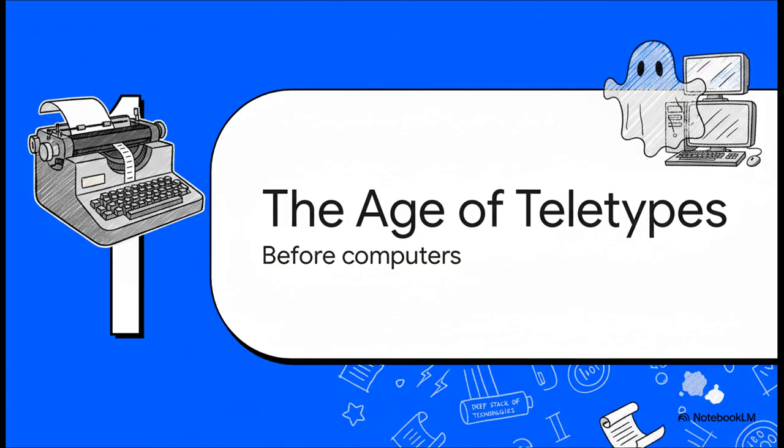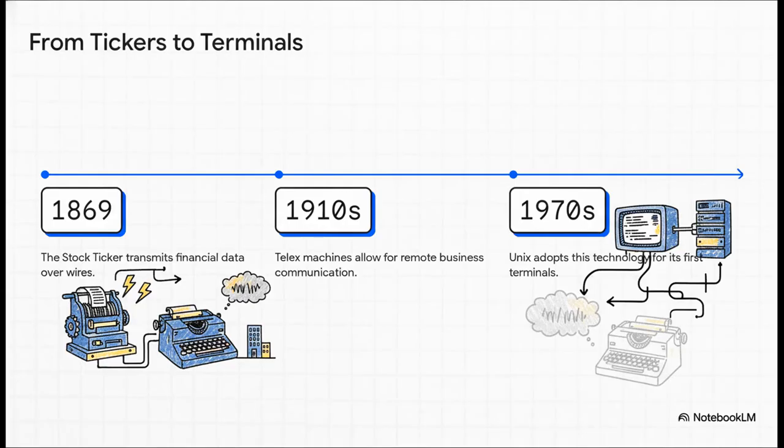So, our first stop is way, way back. The basic idea behind your terminal is a lot older than you probably think. This story doesn't start with silicon chips. It starts with things like stock tickers and telegrams. You see, long before we had processors, people had a really fundamental problem. How do you send text from one place to another instantly? And devices like the stock ticker and the telex machine were invented to do just that. They were basically the world's first remote keyboards. And this, right here, is where our story really kicks off.